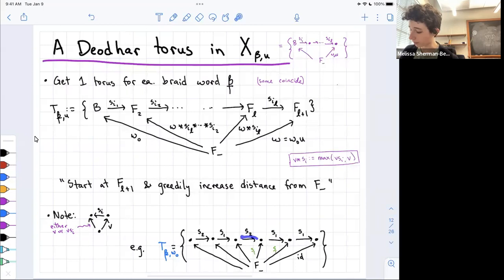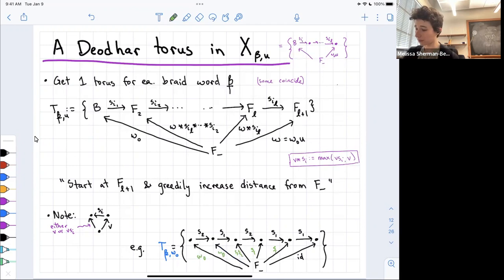Okay, and then going back here, my options for this arrow are either S1 or S1 times S2. S1 times S2 is bigger. And then here on this arrow, I can either see S1, S2, or I can see S1, S2, S1. That one is bigger, that's W naught. So here I see W naught, and then I'll be W naught forever because I have to really increase my distance. That means I can't go down. Okay, so that's what my torus looks like.